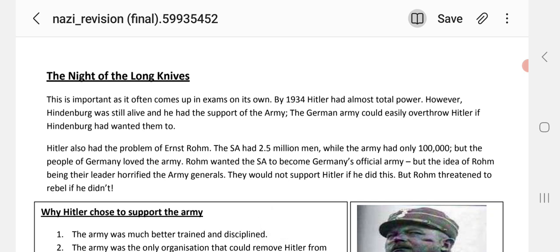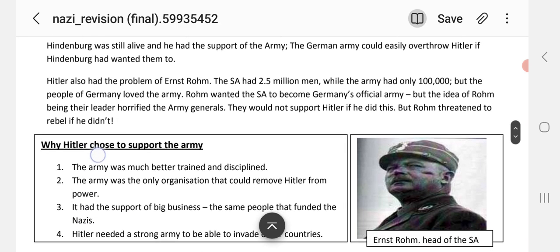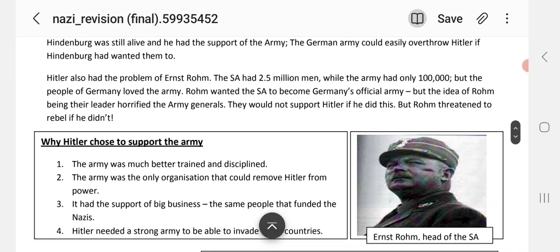By 1934, Hitler almost had total power. However, Hindenburg was still alive and he had the support of the army. The German army could easily overthrow Hitler if Hindenburg wanted them to. Hitler also had the problem of Ernst Röhm. The SA had 2.5 million men, while the army only had 100,000. But the people of Germany loved the army.